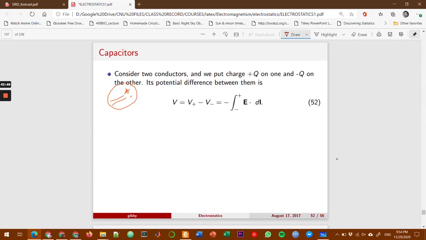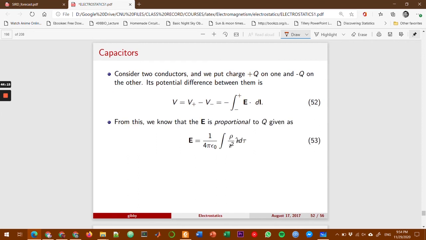So, you have this formula here. You can get the potential difference between them. If you have plus Q and negative Q on the other, we can get the potential. You have potential difference, V plus minus V minus. And the formula is given by this. The electric field dot with the DL displacement integrated from negative to plus nga muhang potential. So from this, we know that E is proportional to Q, given by this equation.